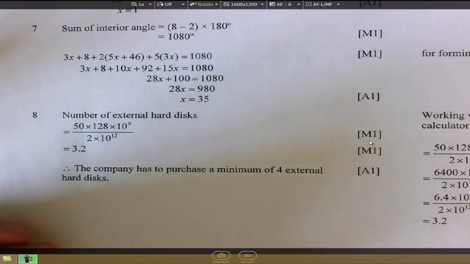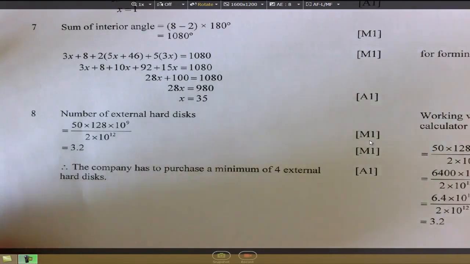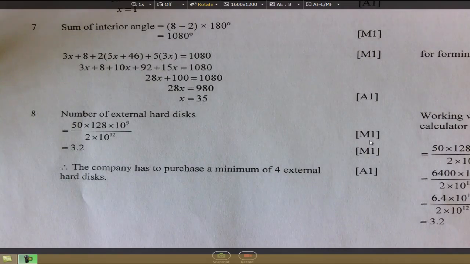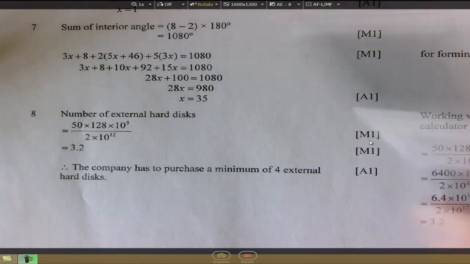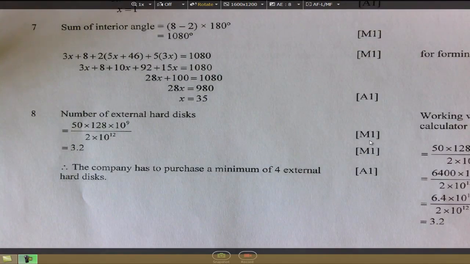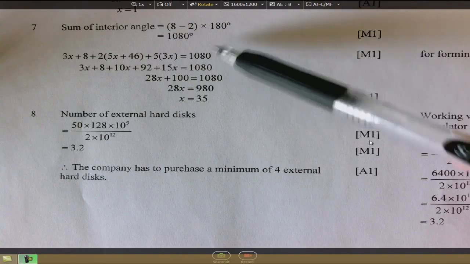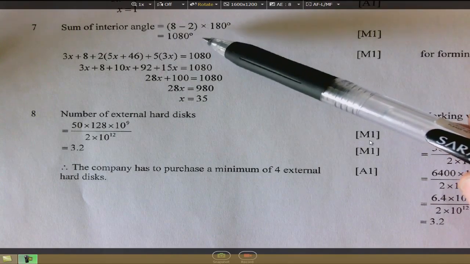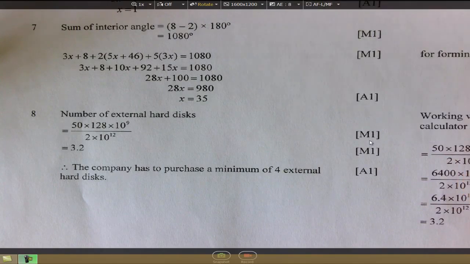Okay, now we have question 7 of paper 1. First, the sum of interior angles. We know the formula is n minus 2 times 180 degrees. In this case, n is 8 sides because it is an octagon, so 8 minus 2 times 180 degrees. The sum of interior angles will give you 1080 degrees.